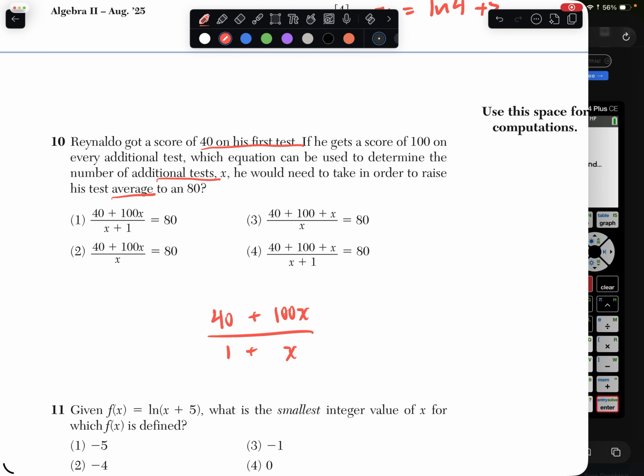So you would have to do 1 plus x, and that's going to be equal to 80 because that's what he wants the average to be. So number 10, the answer is choice 1.